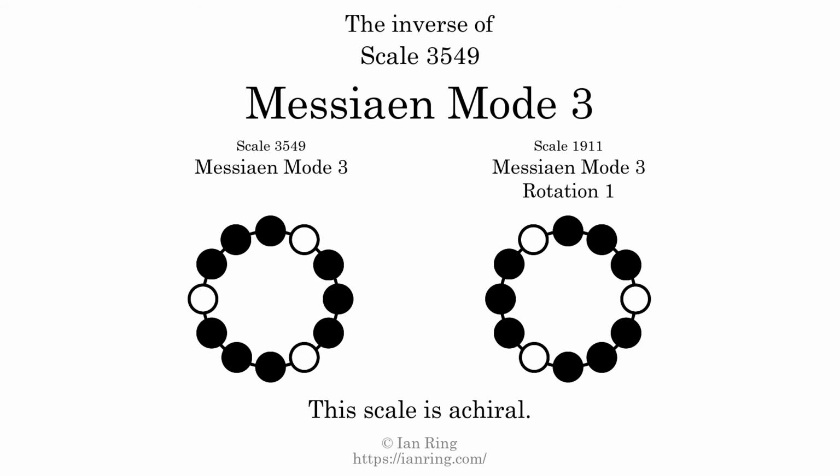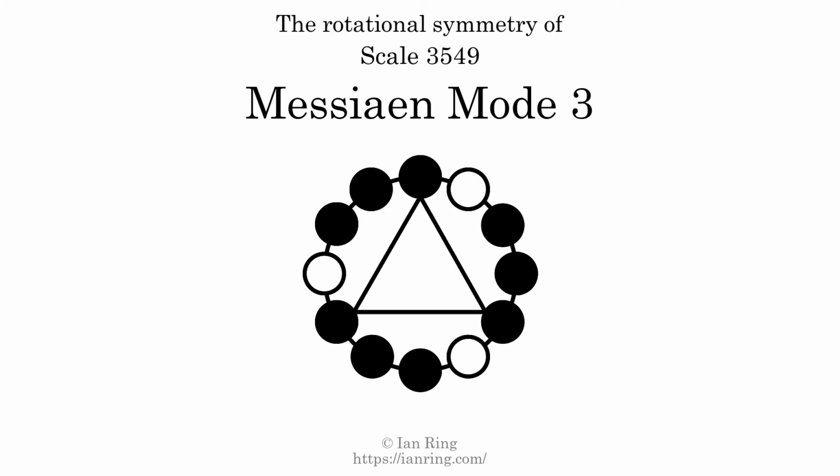The inverse of this scale is scale 1911, also known as Messiaen Mode 3 rotation 1. This scale is achiral, since it can transform into its own reflection by a rotational transformation. This scale has rotational symmetry at 4 semitones.